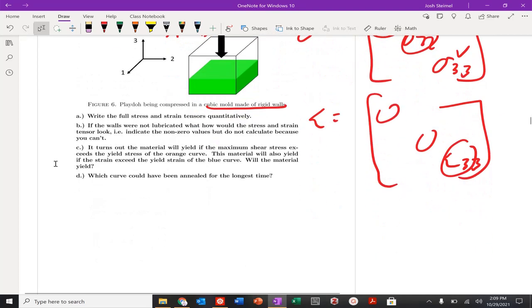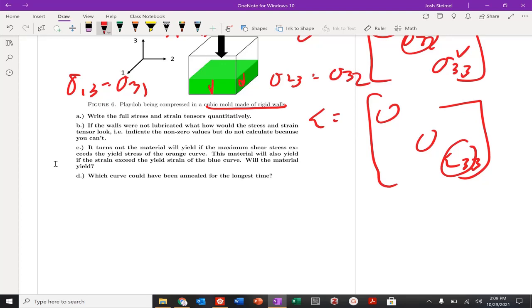If the walls were not lubricated, how would the stress and the strain tensors change? Well, if it's not lubricated, as I push down here, I could have a shear that looks like this. So that shear would be, again, in the normal 1 direction, pointing to the 3, so I'd have a sigma 1,3 equals sigma 3,1. As I push down, I could also have a shear in this direction, so that's a sigma 2,3 equals sigma 3,2. What other shears can basically exist? I think those are the primary ones. Maybe 1,2. It kind of depends.